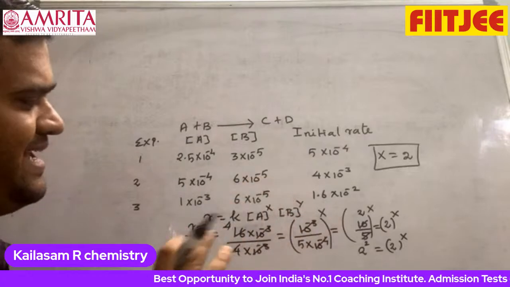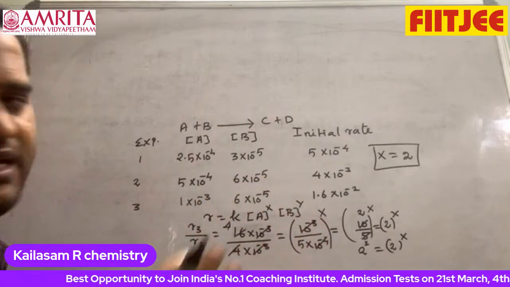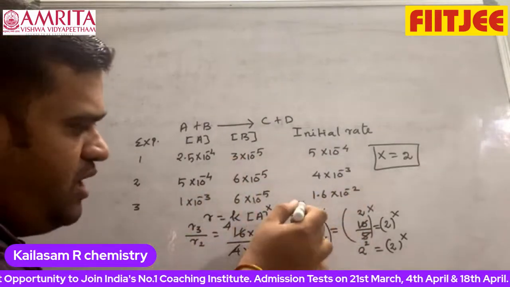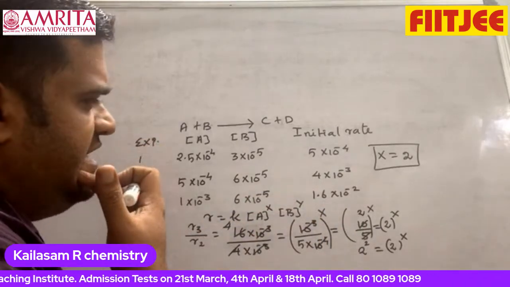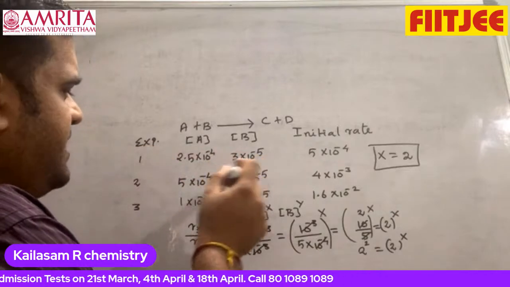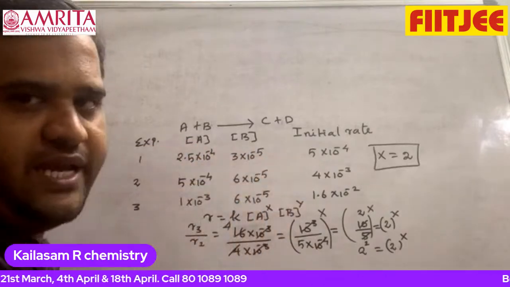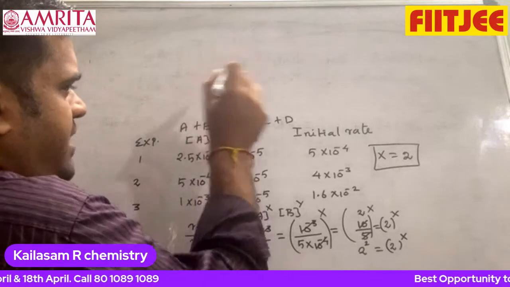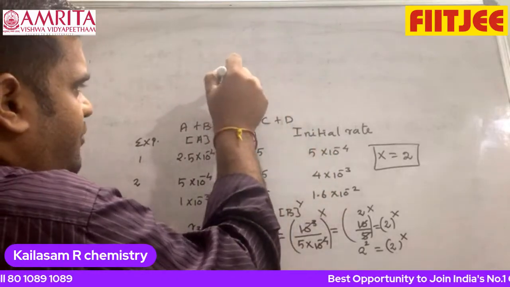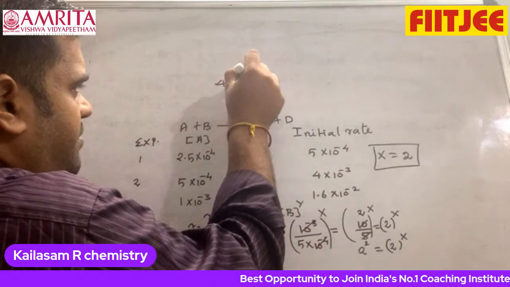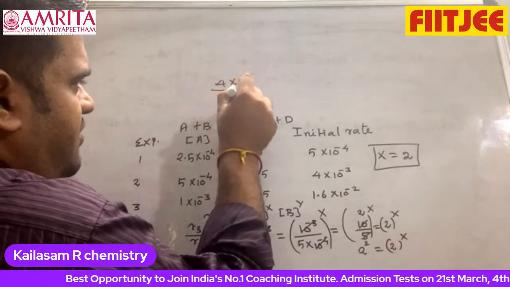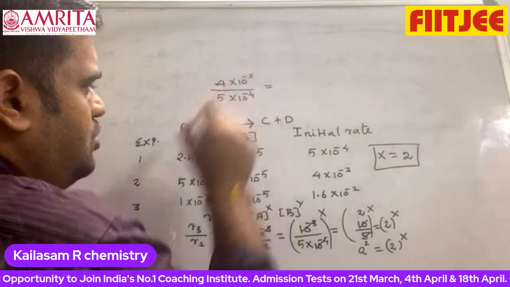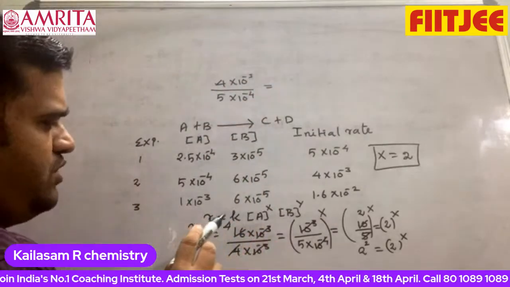It will be very simple. Take any one of the equations. We can easily substitute and get the value of y. I'll take the one that is easy to understand: R2 by R1. What is R2? I can write 4 into 10 power minus 3 by 5 into 10 power minus 4, is equal to.